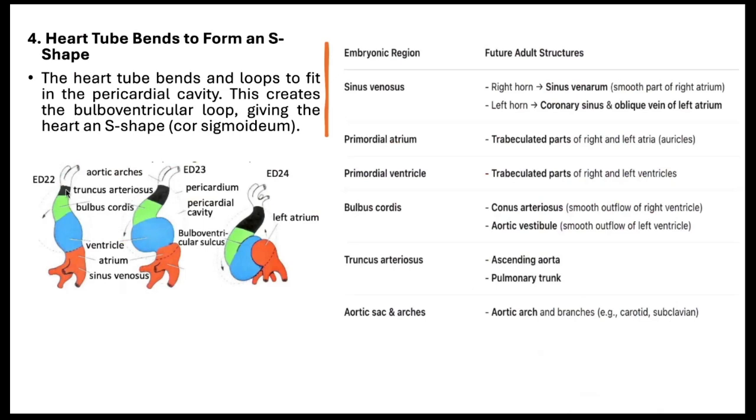Then we have this black area, which is called the truncus arteriosus, and this gives rise to the ascending aorta as well as the pulmonary trunk. Lastly, we have this structure, the white one, which is branching off, and this gives rise to the aortic arch. So as you can see, the heart is kind of in a straight line here, but then it's folding such that the blue part, which is the primordial of the ventricle, comes down, and the orange part gets kind of pushed upwards. So this is why the atria are located upwards.